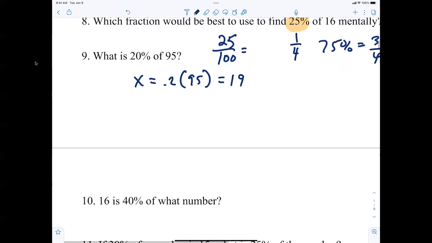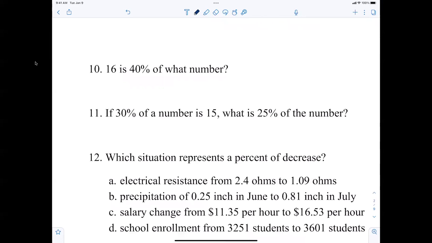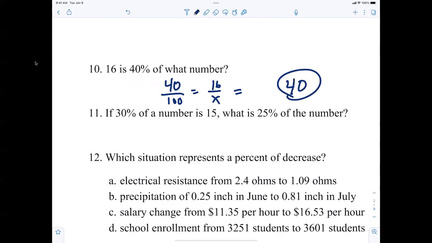All right, Taj, you're on number 10. How do I do this one? So you could do 40 over 100, 16 over x, and then that would be 40. That is correct. Everybody okay with that?